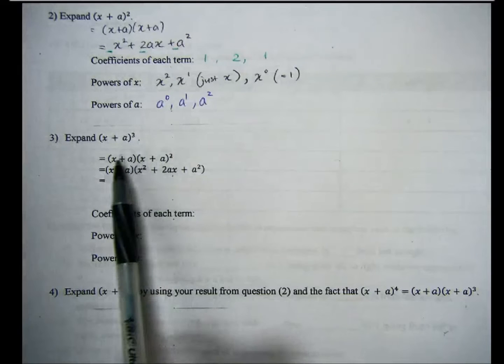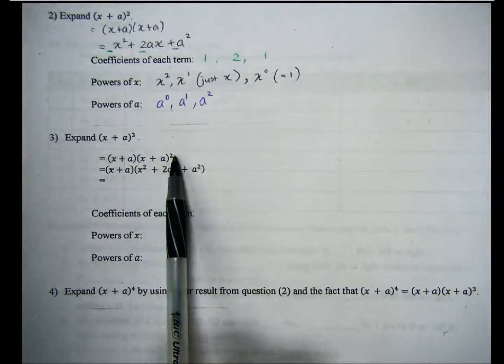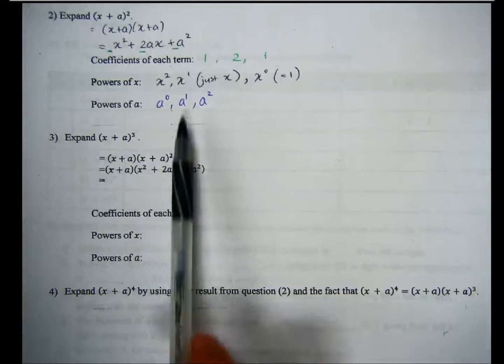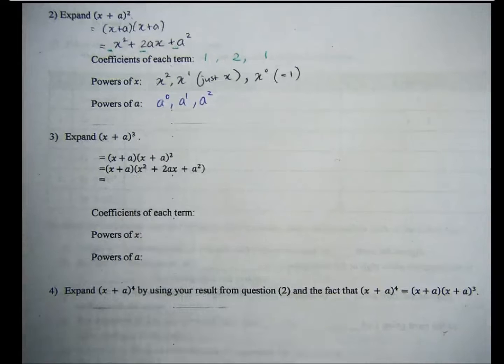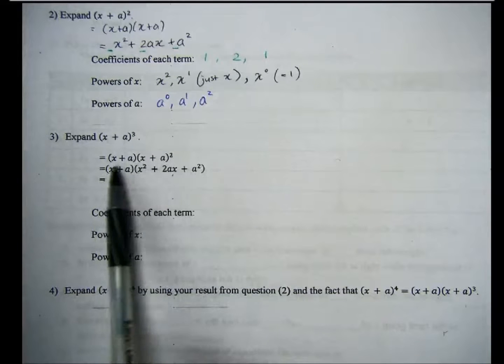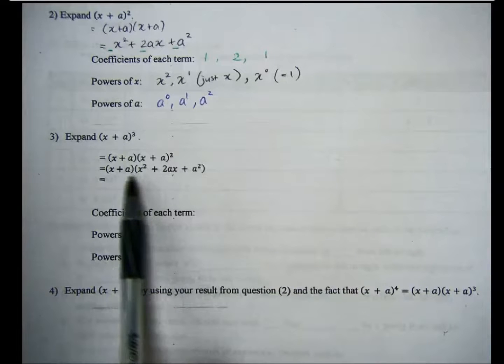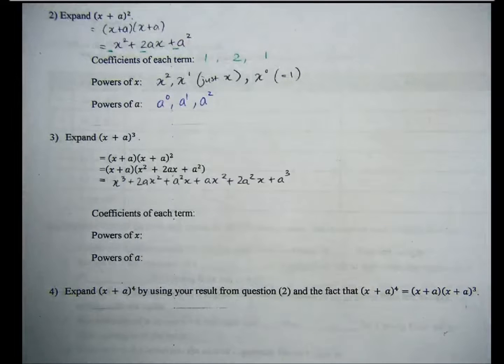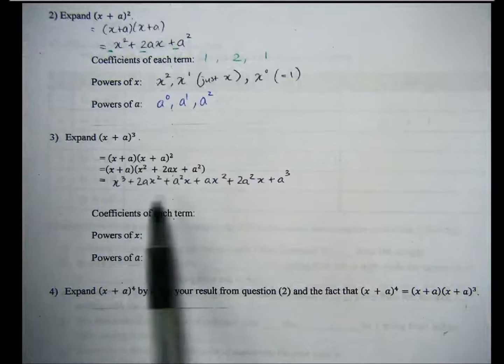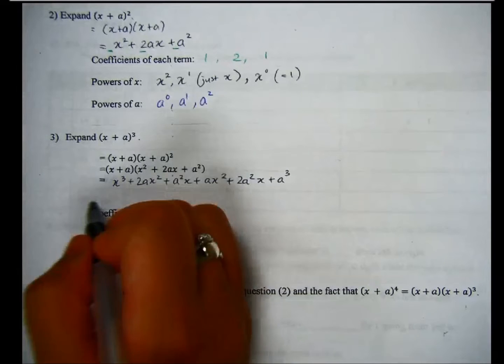All right, let's do this again for x plus a cubed. This is the same as writing x plus a times x plus a squared, and you know x plus a squared is equal to x squared plus 2ax plus a squared. All right, so we just expanded that. Now you have to distribute, distribute, and collect your like terms. So pause the video, go ahead and try it. All right, you should have ended up with this string of 6 terms.